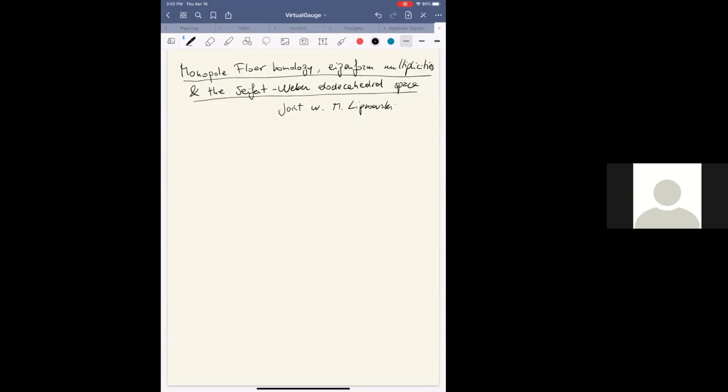So I will talk about this new project, joint work with Michael Linowski. The title is Manifold Topology, Eigenform Multiplicities, and the Seifert-Weber dodecahedral space.